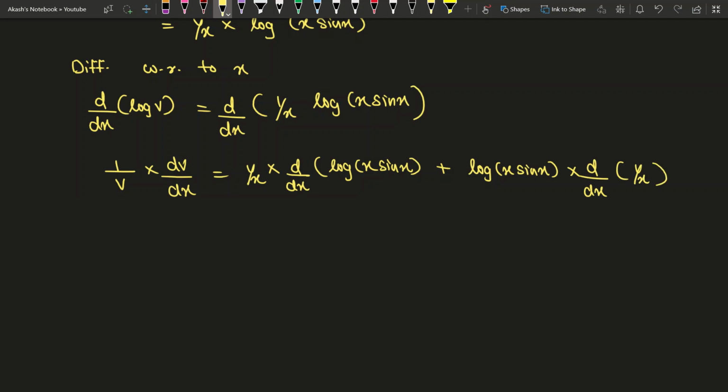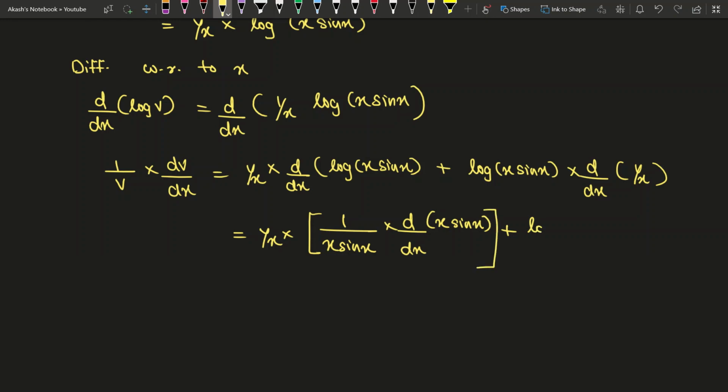Fine, perfect. So if you take the first function, derivative of the second function, what is it going to be? It is going to be derivative of logarithm of x sin x. So first we need to take the derivative of logarithm. Then you will get 1 by x sin x into d by dx of x sin x, plus second function, that is logarithm of x sin x into derivative of 1 by x.